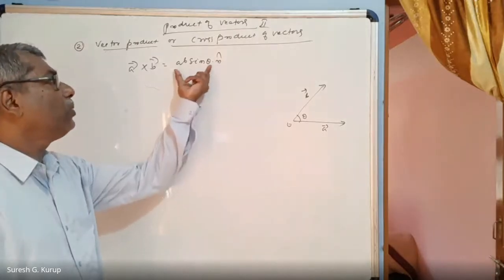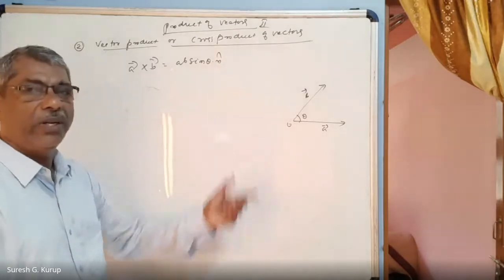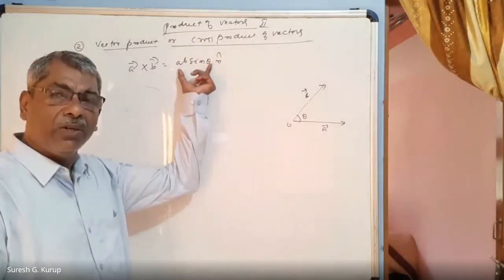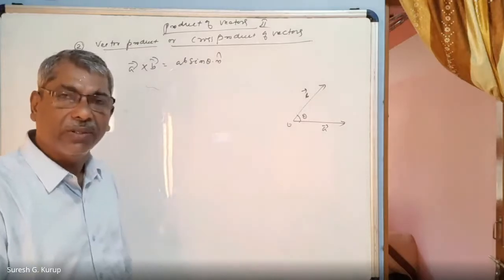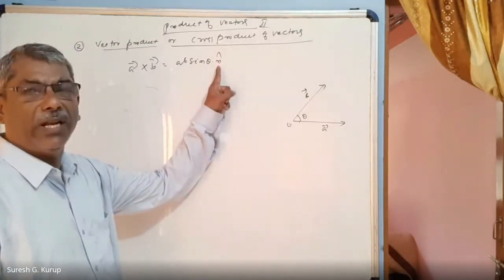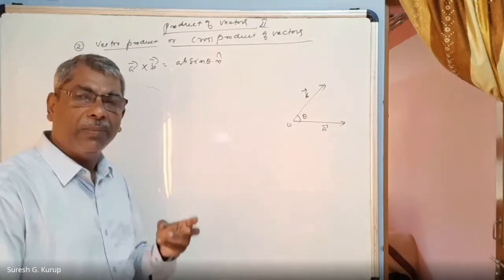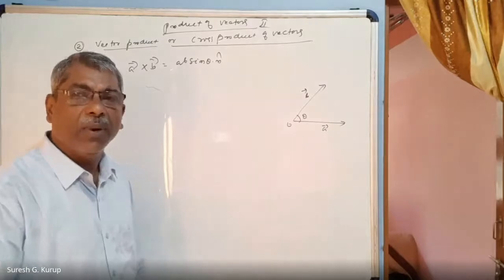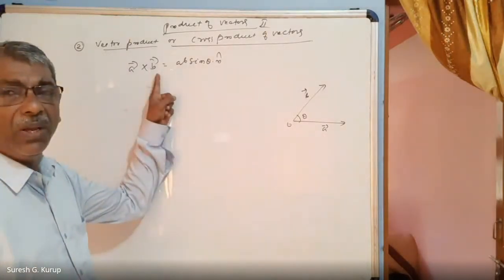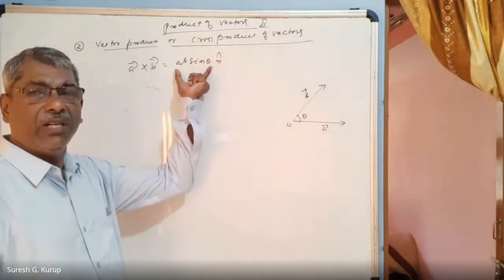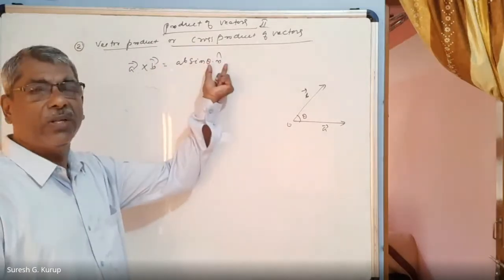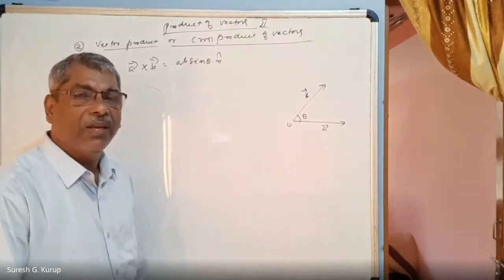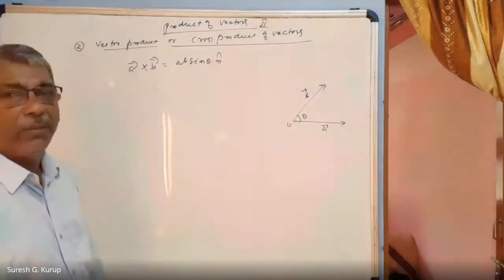A vector is equal to its magnitude into the unit vector in the direction of that vector. What is AB sine theta? AB sine theta is the magnitude of the product of these two vectors. What is n? n cap is the direction of the product vector, the resultant vector we get by multiplying A and B. We get magnitude AB sine theta, into the unit vector giving the direction of the resultant vector. So A cross B is equal to AB sine theta n cap.